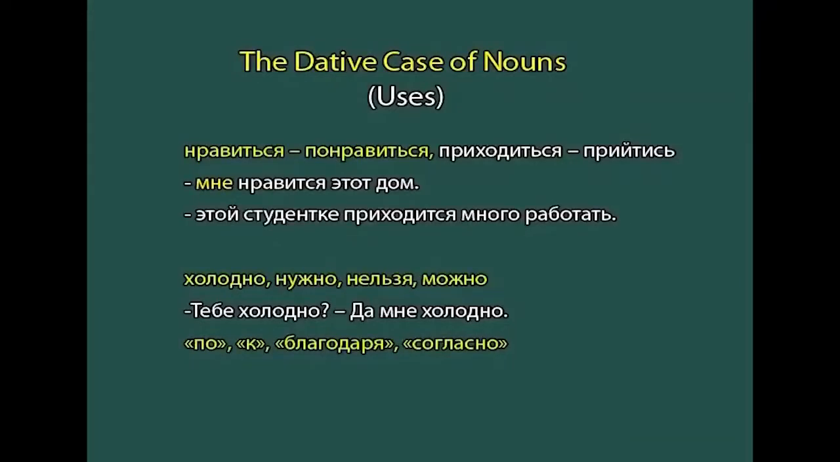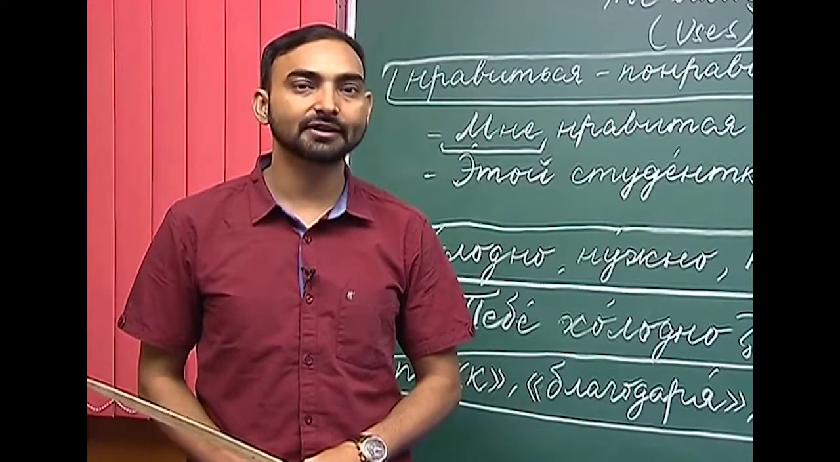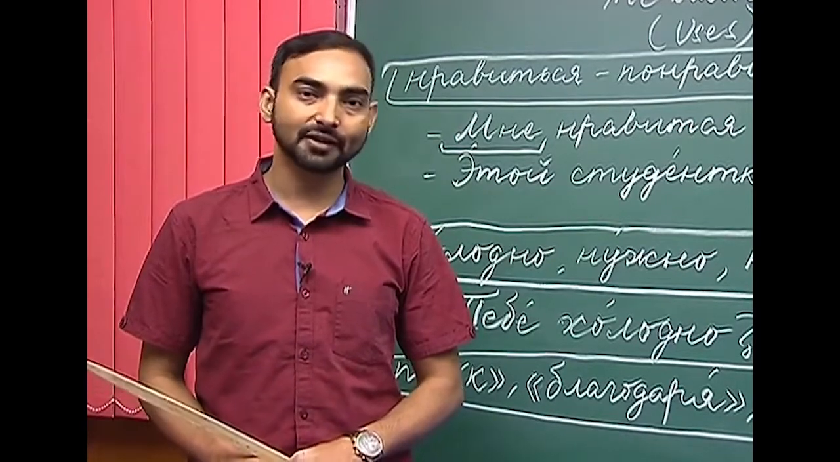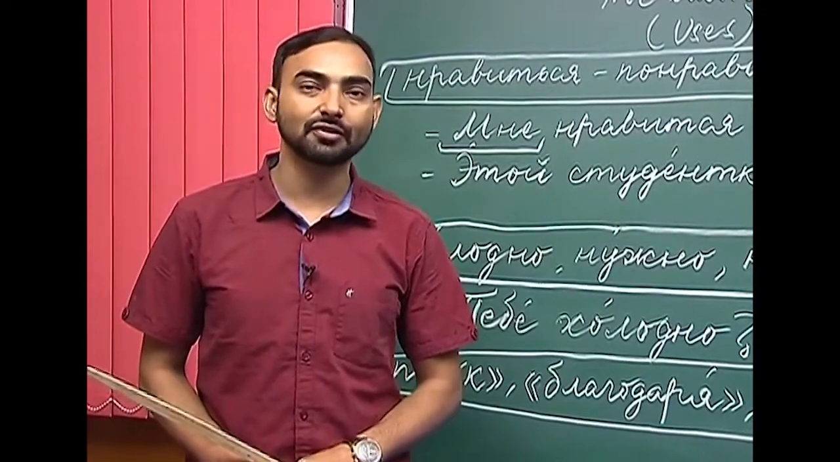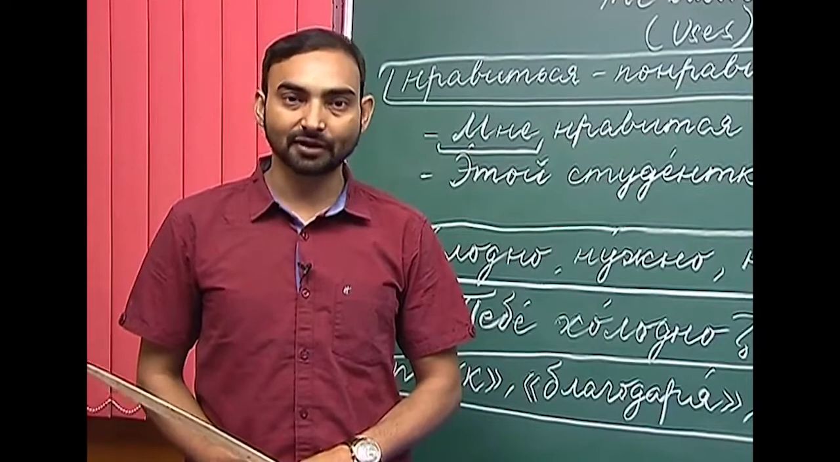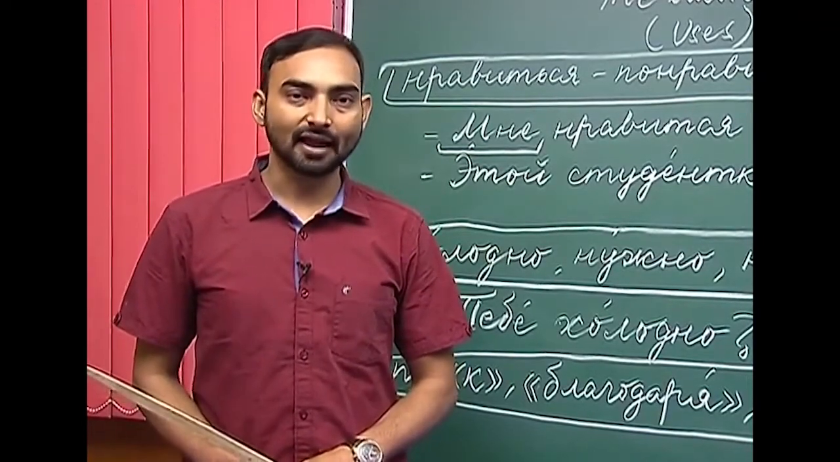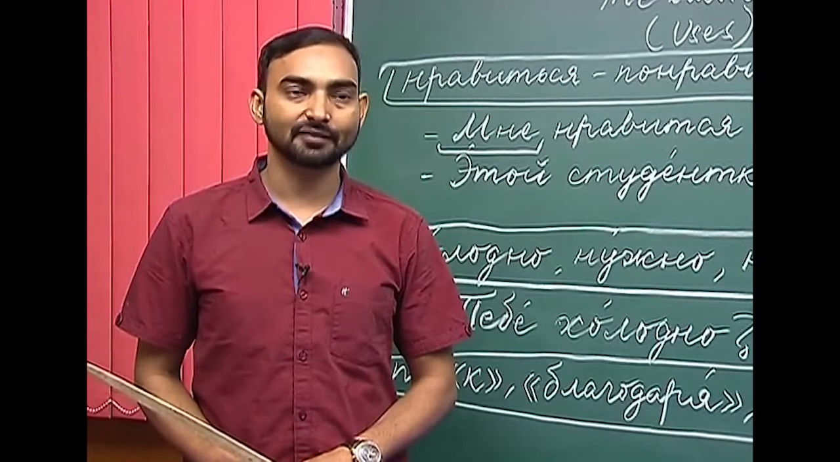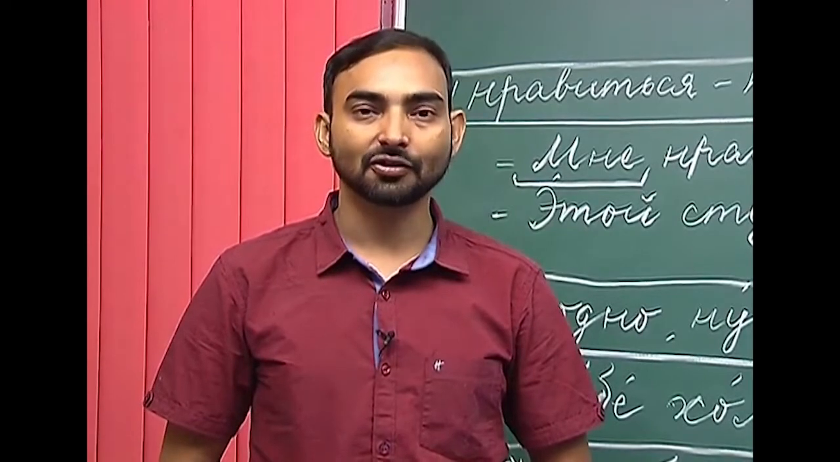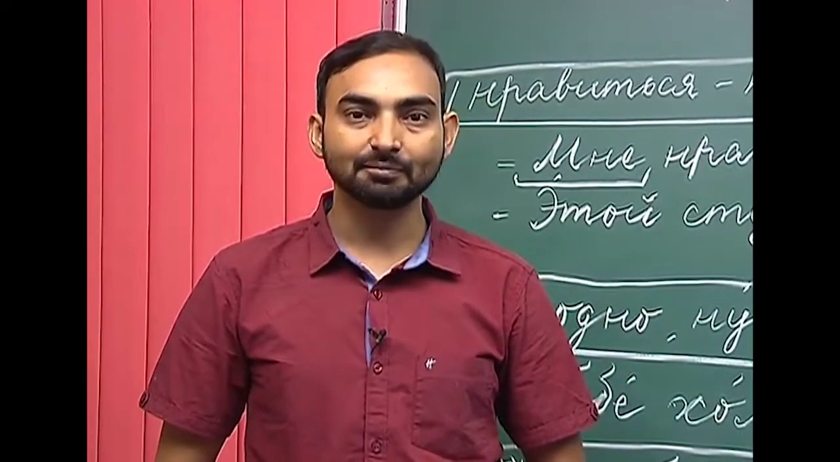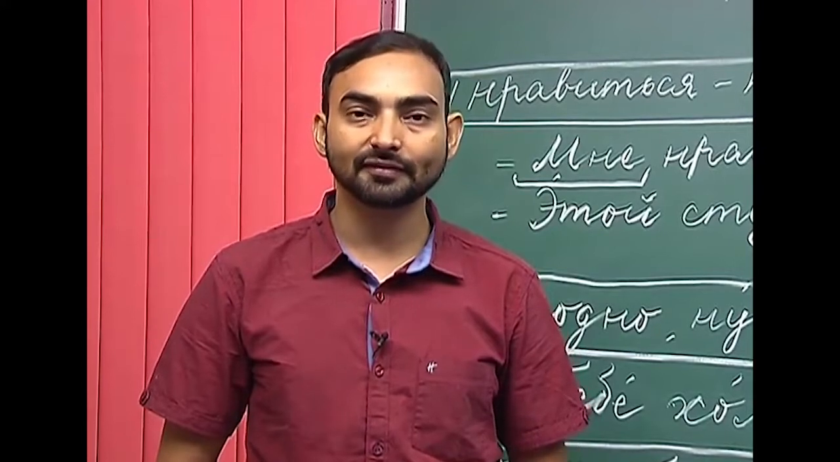So, now we have learnt the uses of the dative case of nouns. So, what are the uses? The first one is to denote the indirect objects in a sentence, the second one to denote the logical subjects of some of the verbs or adverbs, and the last one with some of the prepositions we are supposed to use the dative case of nouns. So, this is all we have for today's lesson. What all have we learned? We have learned the conjugation of verbs, we have learned the simple future tense, and we have learned the uses of the dative case of nouns.